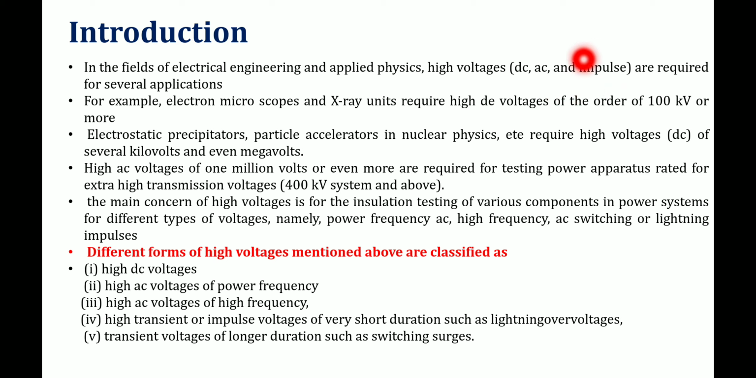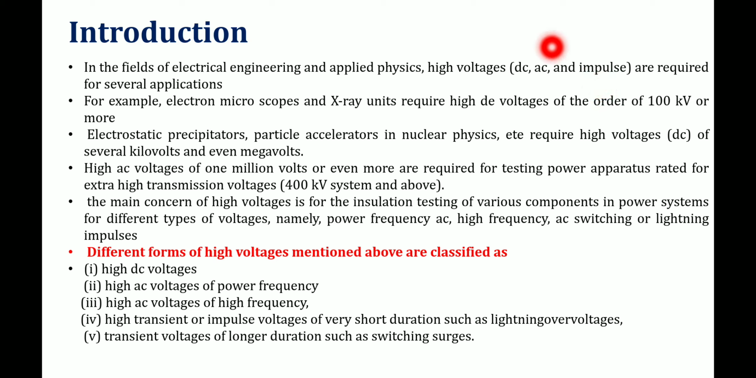Next comes impulse voltage, or transient voltage. This is also a unidirectional voltage, but it rapidly rises to its peak value or may drop down to zero very rapidly. What is the meaning of this? Within a shorter span of time, the voltage may reach its peak value or drop down to zero value. Getting my point? That voltage is called an impulse voltage.